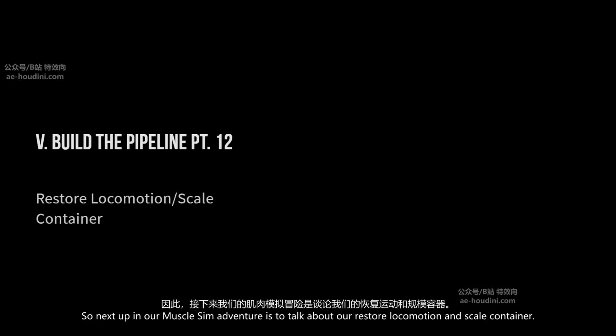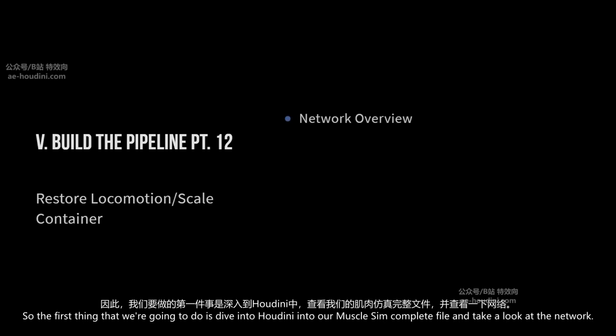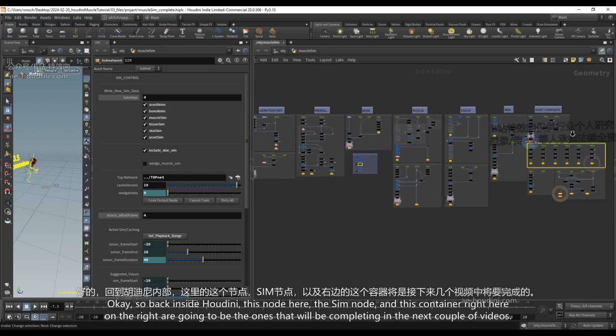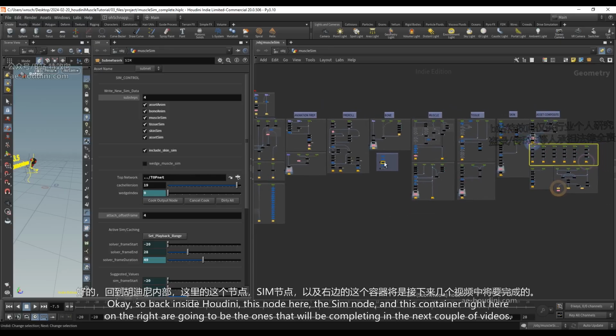So next up in our muscle sim adventure is to talk about our restore locomotion and scale container. The first thing that we're going to do is dive into Houdini into our muscle sim complete file and take a look at the network. Okay, so back inside Houdini, this node here, the sim node, and this container right here on the right are going to be the ones that we'll be completing in the next couple of videos.